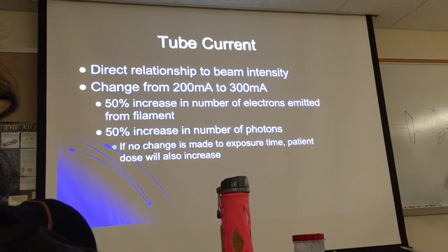Okay? You double the number of electrons that you have from here to here. And if you have double the number of electrons, that means you're going to have double the number of interactions. And if you have double the number of interactions, that's double the number of photons. So it's directly proportional. That's what I'm saying there.